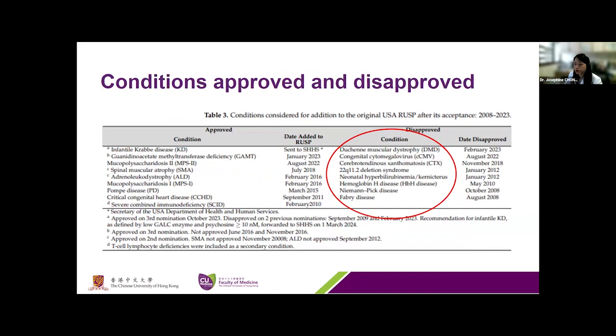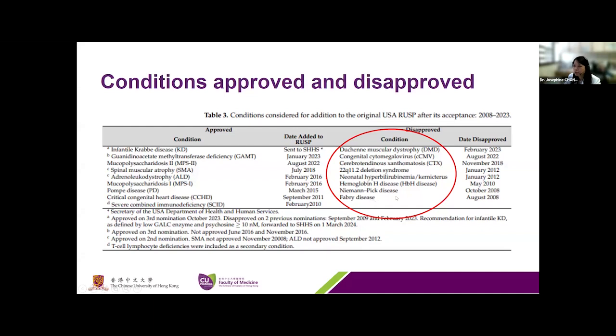And there are, of course, items that may be disapproved because they have gone through the criteria, especially the Wilson and Jungner criteria. If an item does not fit, those patients should go for genetic testing or metabolic testing only if they present. For example, in this red circle that I have drawn, these are the items that were disapproved. They went through a very detailed evaluation in the US program.